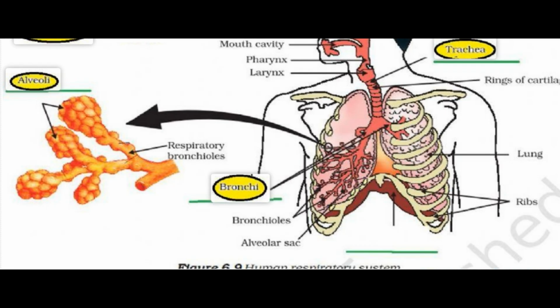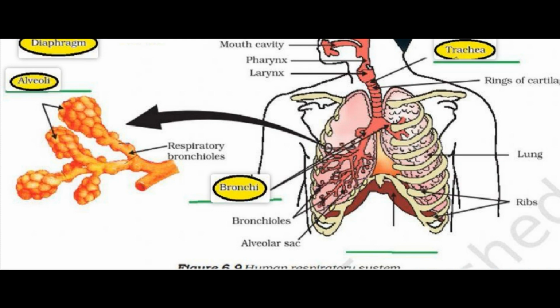So what is this muscle? What is the name of this muscle? The muscle's name is diaphragm. So we can drag this word diaphragm and drop it to this blank space. And that completes the diagram.